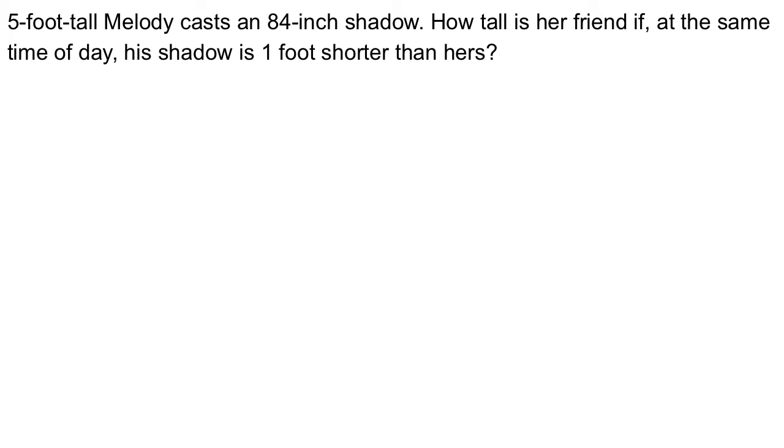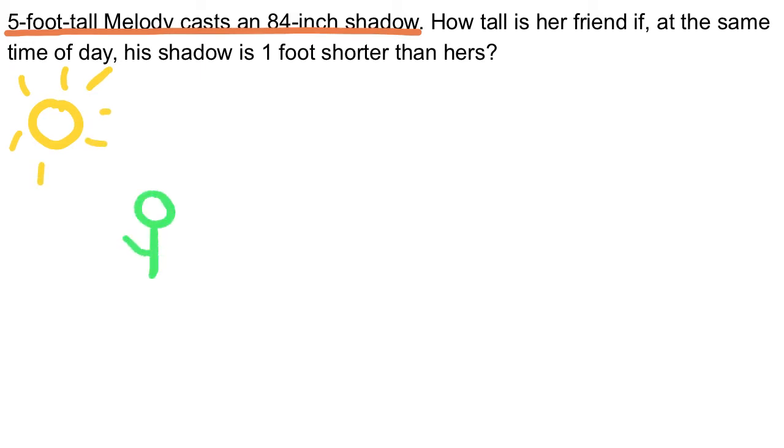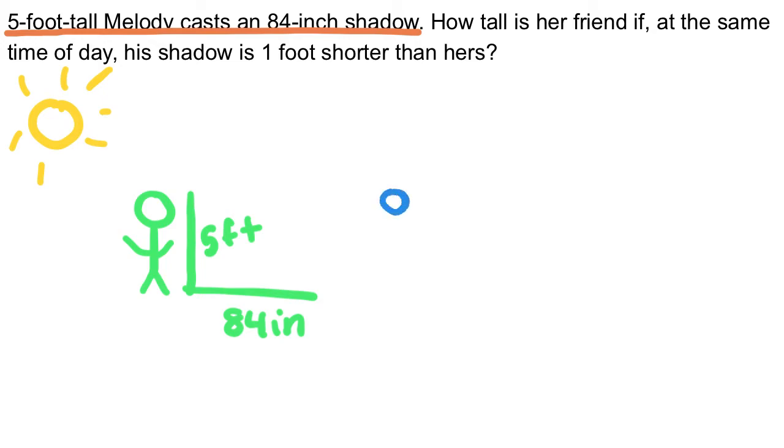In the next example, I'm going to draw a picture. So I have that Melody casts a shadow that is 84 inches. So I have the sun is shining, and Melody is standing here, and her shadow is 84 inches. Her height, we also know, is 5 feet. Melody's friend is also standing. So here is her friend. And we know that her shadow, or his shadow, is 1 foot shorter than hers.